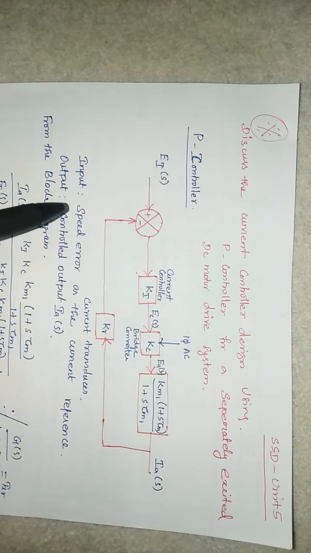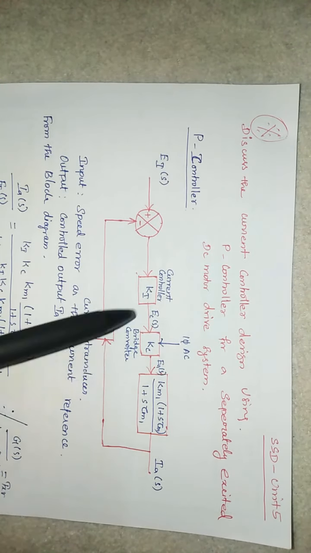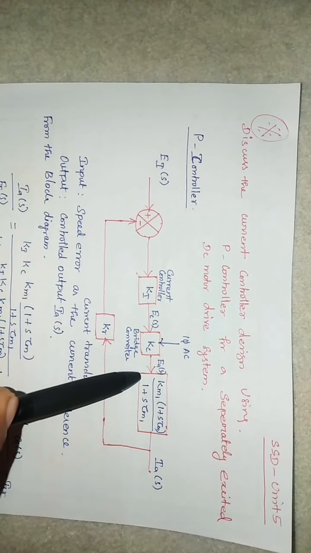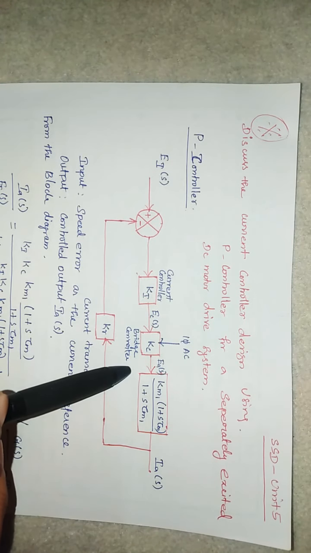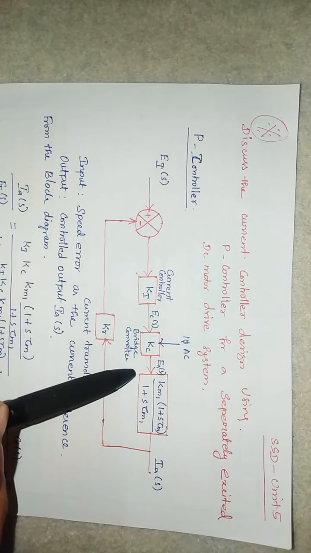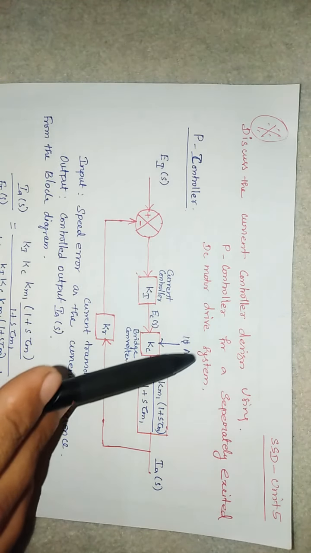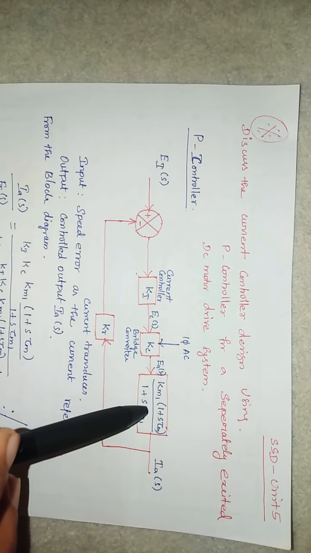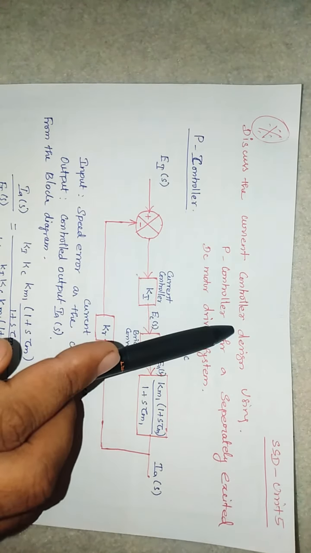So from this block diagram we could identify this is our main circuit. That is, AC supply is given, the supply is converted into DC, and that is given to the machine. This is nothing but the motor load transfer function system, which we have studied already in the previous question. From this motor load transfer function, only the motor equation is taken here, because we are dealing with the current controller.